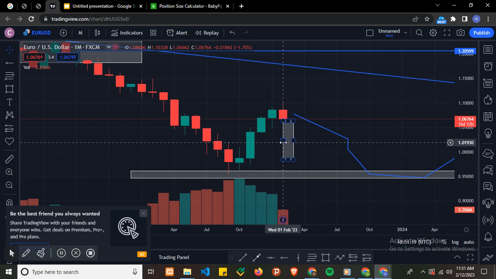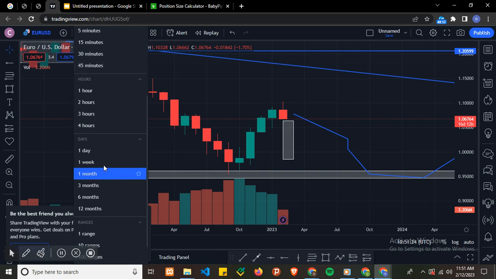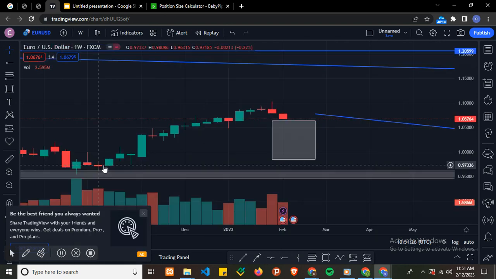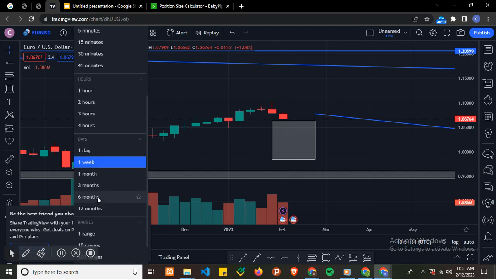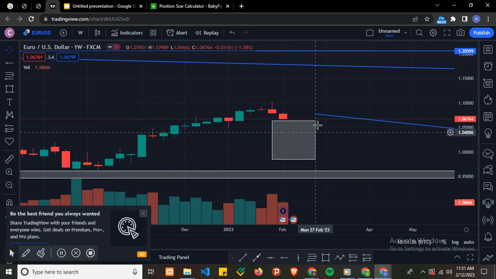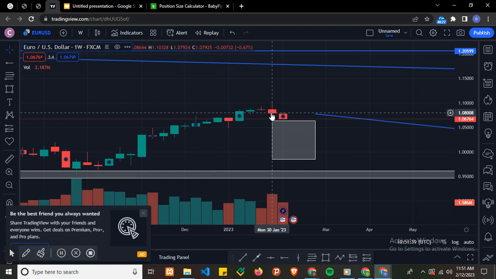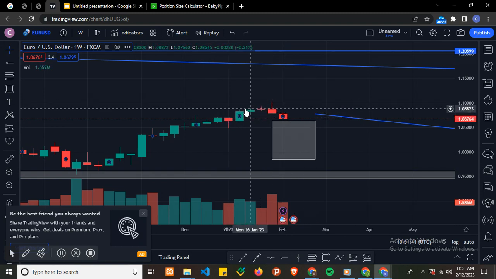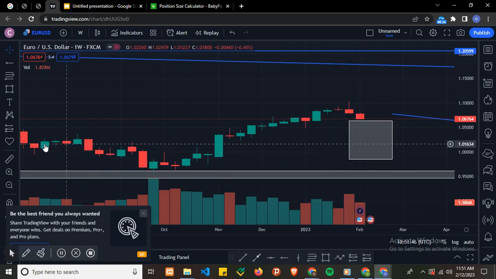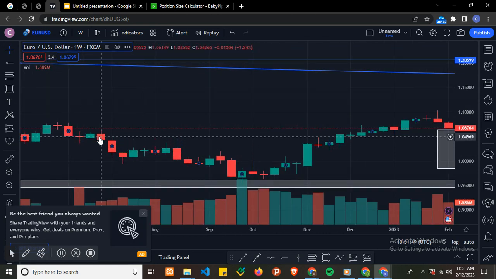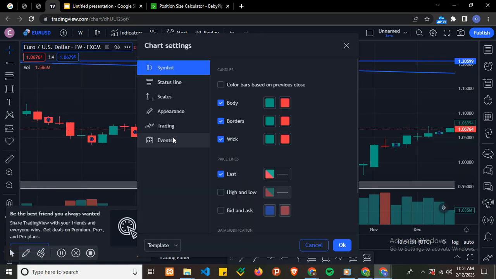For later, but let me check weekly to confirm. Sorry, let me check quickly. Oh, it's coming down. Let me show you. I know it's coming down. This hammer candlestick is a very strong candlestick for bearish confirmation. See this candlestick, this one is not even that strong as this.